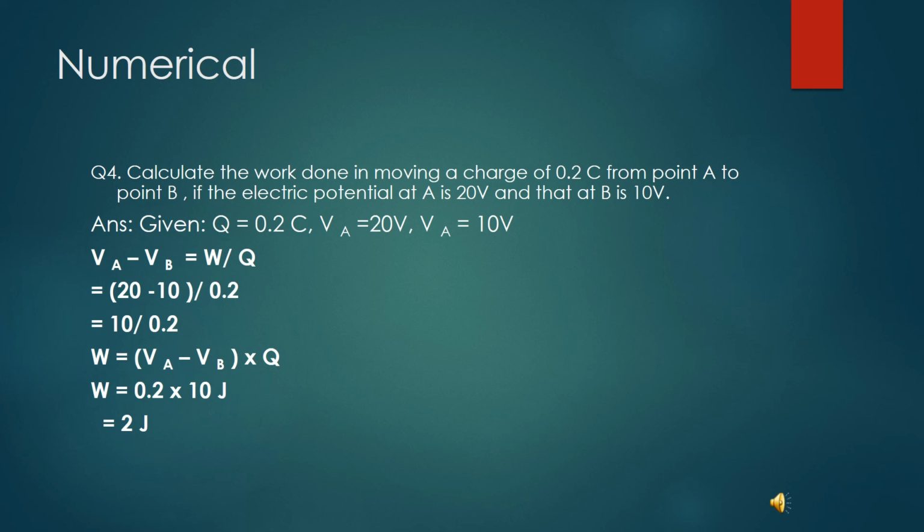Since they are asking to find out the work done, my formula will be W is equal to PD into Q. PD value I have got 10 and charge value I have got 0.2. So W is equal to 0.2 into 10, that gives me 2 joules.